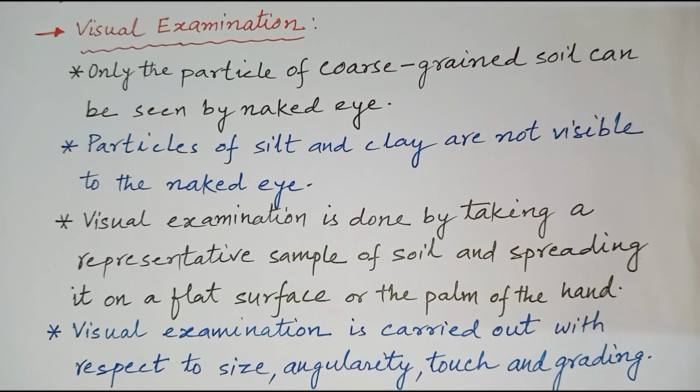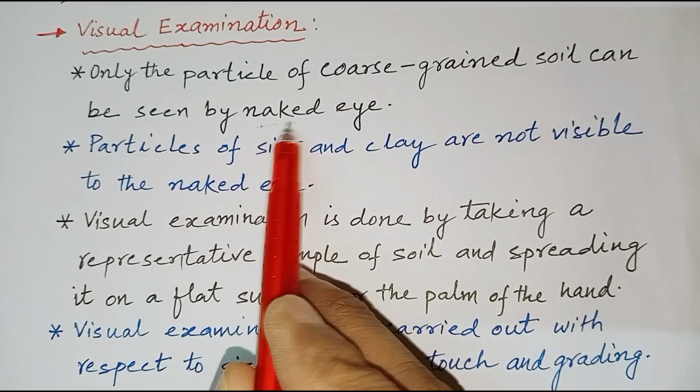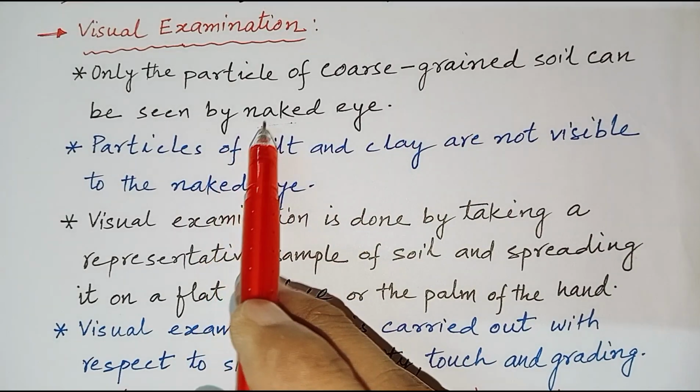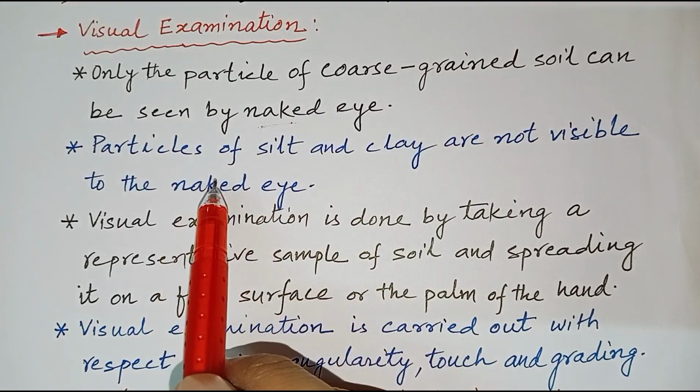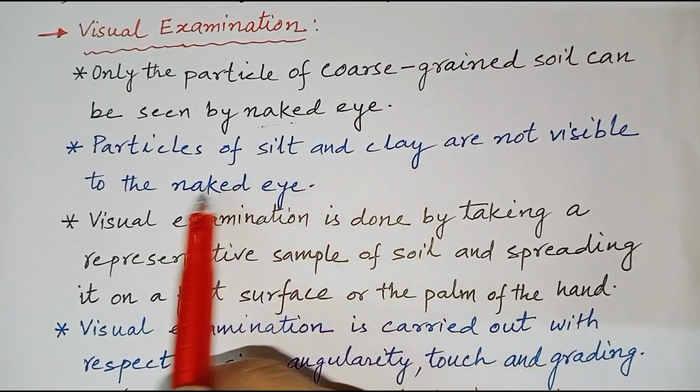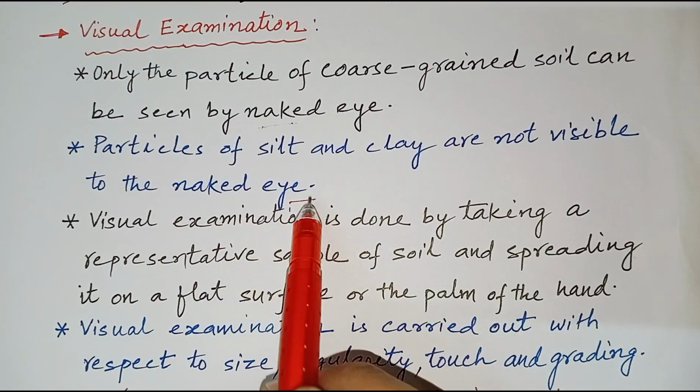Remember, only the particles of coarse grained soil can be seen by naked eye. We cannot see the particles of fine grained soil like silt and clay. So particles of silt and clay are not visible to the naked eye.